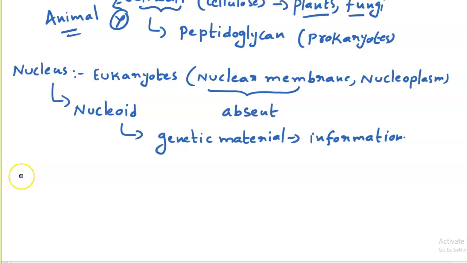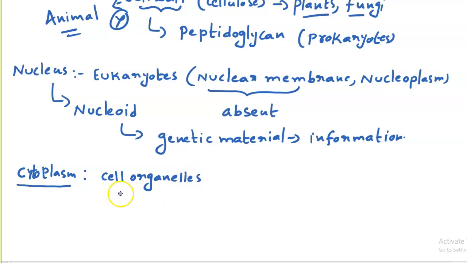Now let's move to the next component in the cell. We are considering this because here we have 4 questions in the NEET exam from this unit. Then we have the cytoplasm, in which cell organelles are present. As we said, the fundamental unit of the living organism is the cell, and this cell is made up of cell organelles.